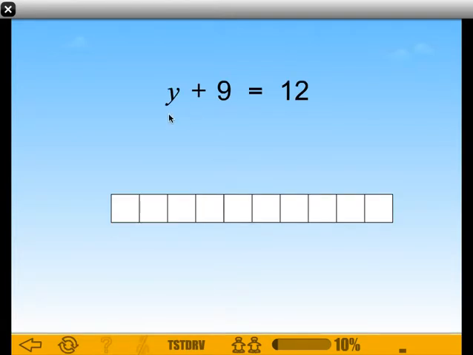In this case, they want to know the value of y in order to get 9 up to 12. So y plus 9 equals 12. So in this case, you would have 3 because 12 take away 9 is 3.